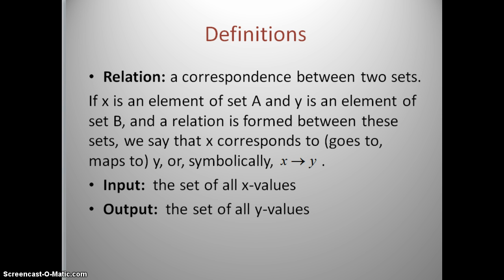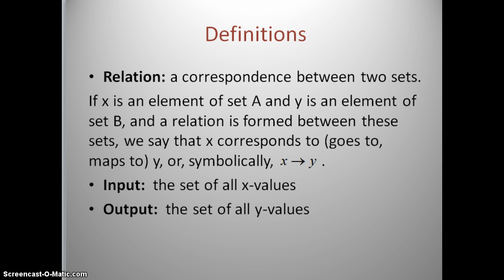So for example, if X is an element of set A and Y is an element of set B, and there's a relation formed between these two sets, we say that X corresponds to, or goes to, or maps to Y, and symbolically we can write that as X with the arrow to Y. This is just a way of matching up elements from the first set A with elements of set B.